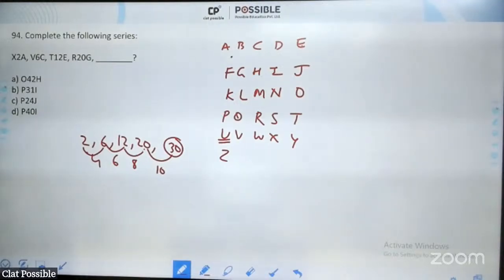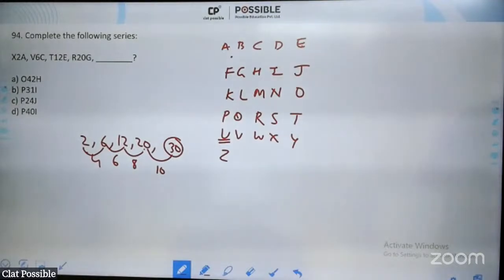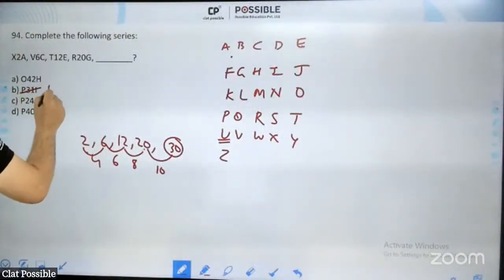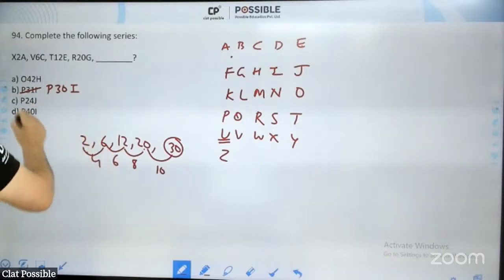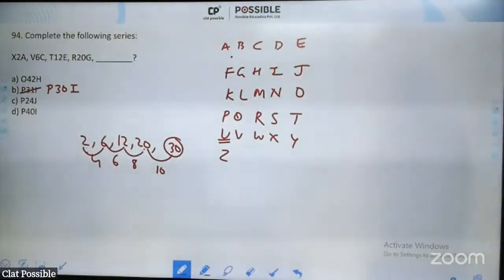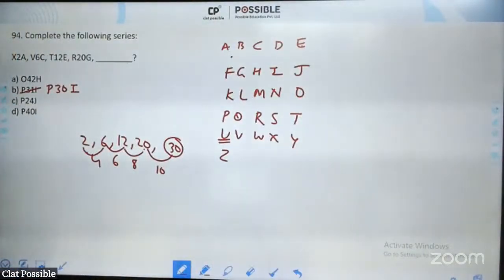I think there is some typing mistake. There was one answer option with 30. That is option B. It was P30I. So 30 is correct. So we can straight away take 30. No need to check for P and I. So there is a typing mistake. So the correct answer is option B.